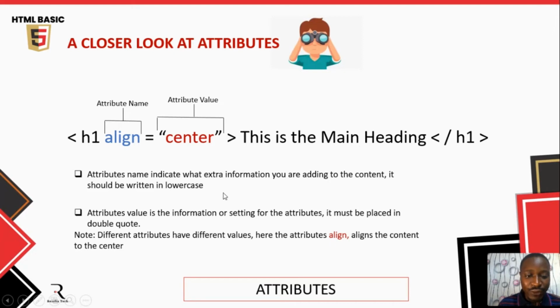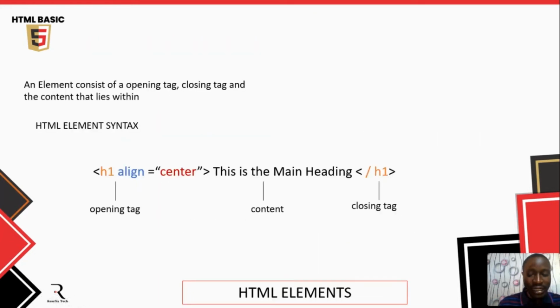Also, we have the attribute value. This is the information or setting for the attribute. It must be placed in double quotes. So observe this. I have this equal to symbol, and I have this double quote. So this is the syntax for attributes. Different attributes have different values. Here the attribute aligns the content to the center. All right, so let's now look at elements. Now an HTML element consists of an opening tag, a closing tag, and the content that lies within.